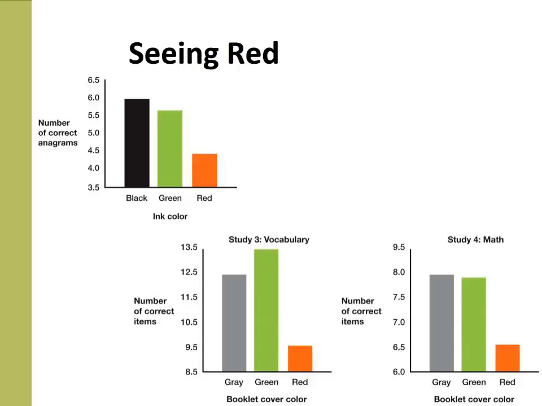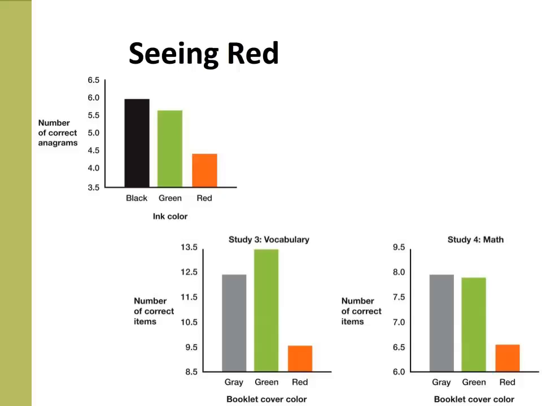So in their first experiment on this hypothesis, participants were requested to complete a series of anagrams, which means unscrambling words. They all received the same test booklet, but their participant ID number was printed in either red, green, or black ink inside the test booklet. What they discovered was that those who received a test booklet that had their participant ID number written in red ink ended up having poorer test scores on these anagrams.